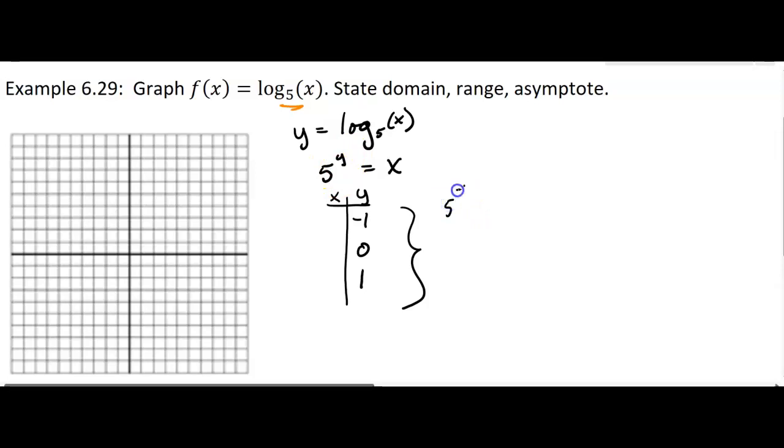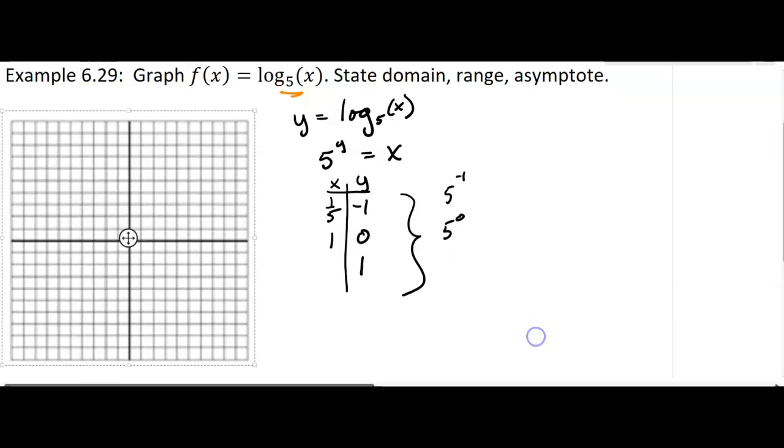So 5 to the power of -1, that's 1/5. 5 to the 0 power, that's 1. Remember, that's going to be our x-intercept right there. And then 5 to the first power is going to be 5. And so this right here is going to be your x-intercept. And this is going to be a key point. I'll just abbreviate PT for point.